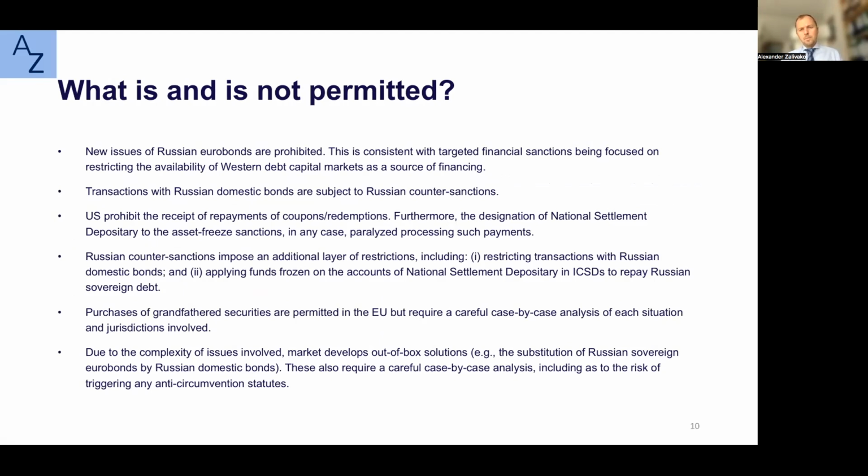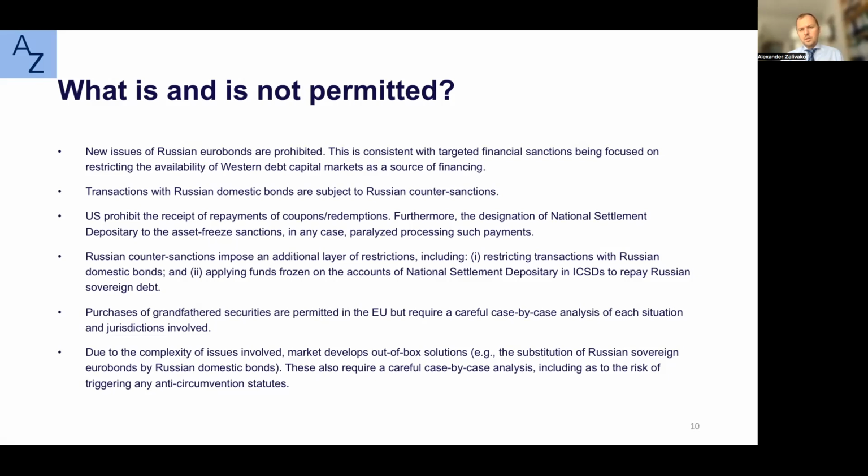So applying those rules to the economic realities of trading Russian debt, what can a typical foreign investor with a position in Russian sovereign debt securities still do as of today? Well, primary issues are prohibited and no participation is permitted, and this would be logical given the overall focus of the finance sanctions to cut off Russia from new issues of debt or equity in the Western jurisdictions. Nevertheless, as we saw, secondary trading in certain jurisdictions, the US being the first example, is substantially restricted, given the prohibition to engage in any transactions with the Russian sovereign entities, including the Ministry of Finance.